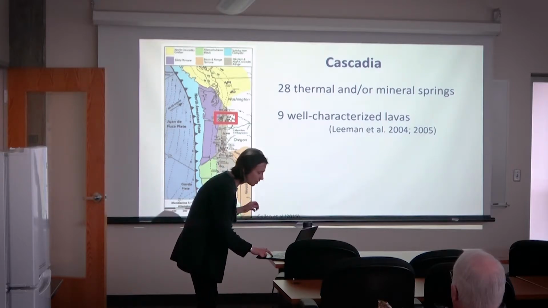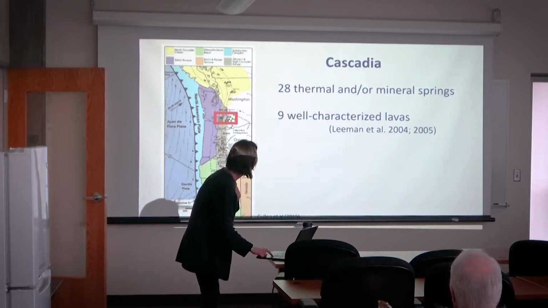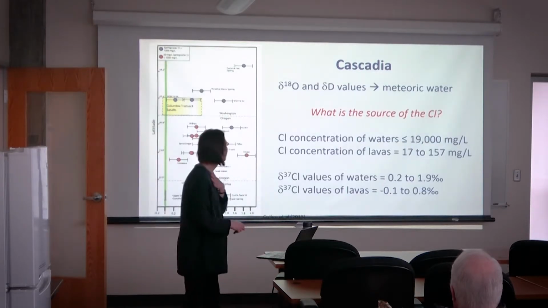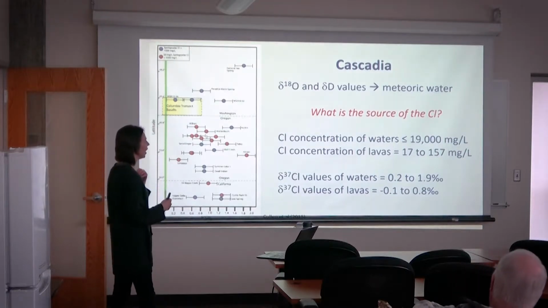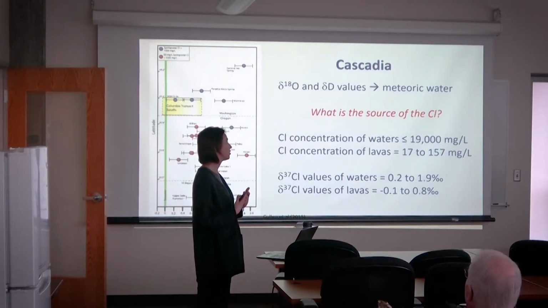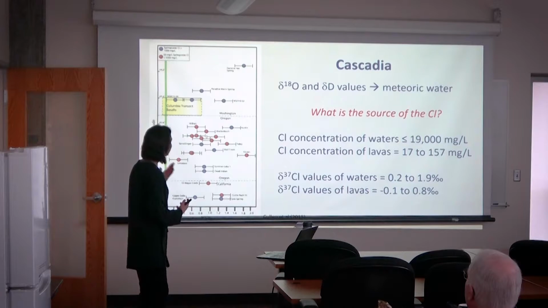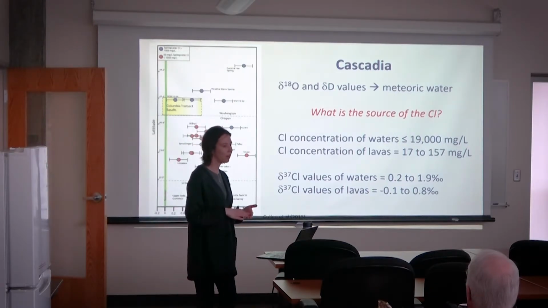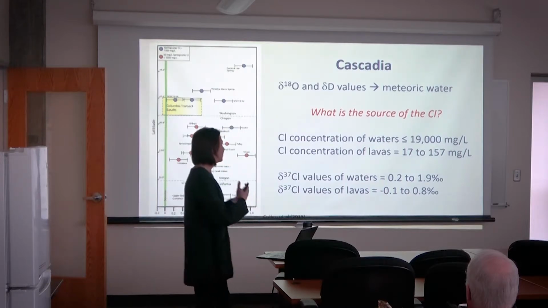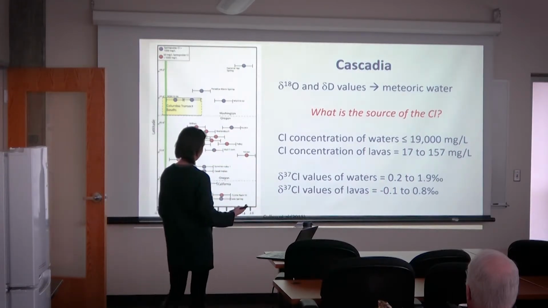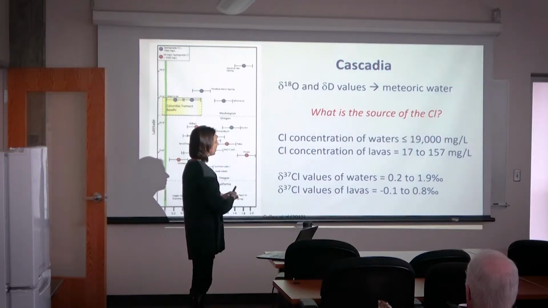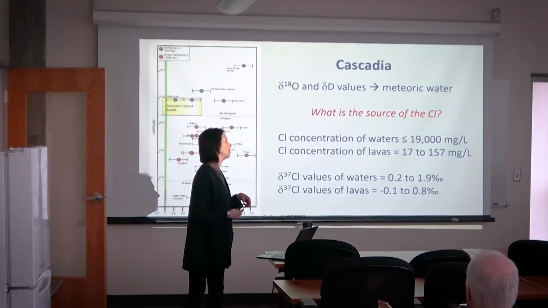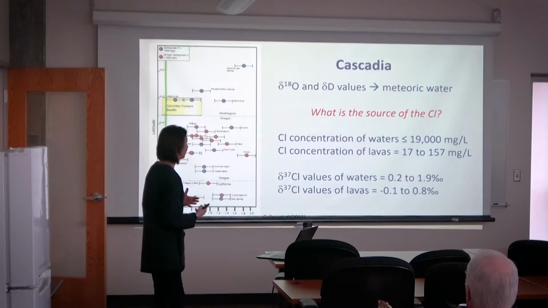There's been some work done on these forearc springs before in Cascadia, primarily from folks from the USGS, and one of the things that has been pointed out is that they've got really high concentrations of chlorine. What is the source of that chlorine? So the first thing that we did was look at the oxygen and the hydrogen isotope compositions of the water, and it's meteoric water. This was expected, this has been previously shown. But some of these springs have up to 19,000 parts per million of chlorine. So the question is, where is all this chlorine coming from?